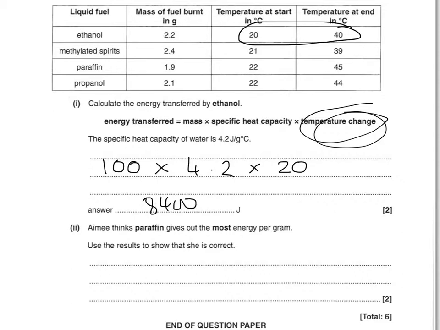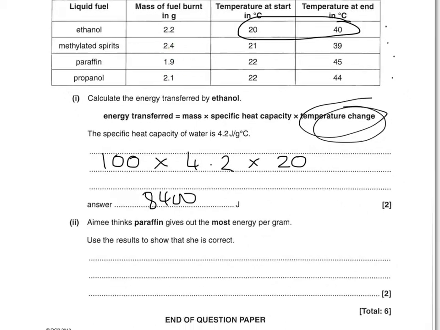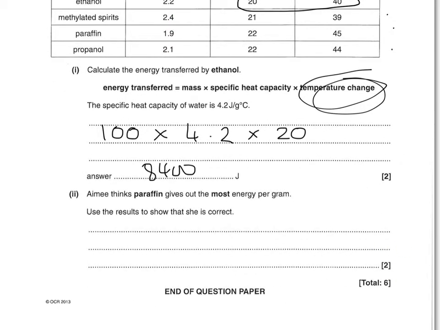And then it says, Amy thinks paraffin gives out the most energy per gram. Use the results to show that she's correct. So you could calculate it for each one, but actually you've got the highest temperature change here, so that's 23 Celsius. It's the highest temperature change for the smallest amount burnt. So that's what your 2 marks are for. The first mark is for saying that it's the highest temperature change, and the second mark for saying that you've burnt the lowest amount.